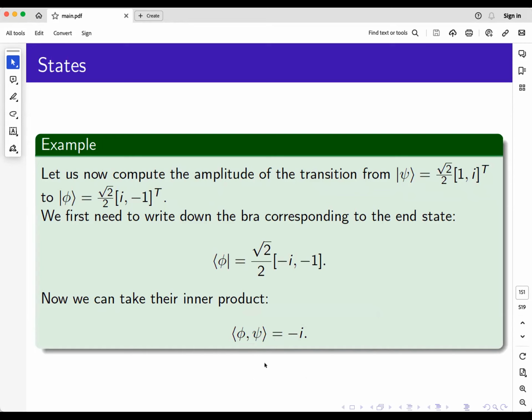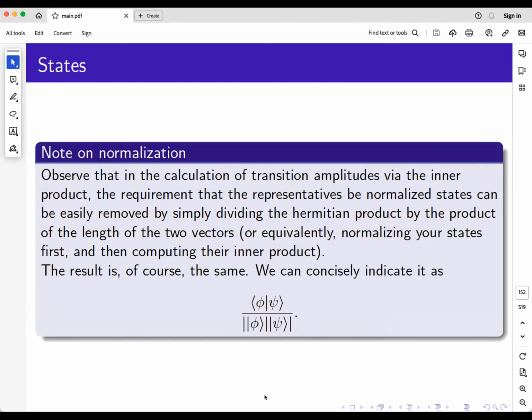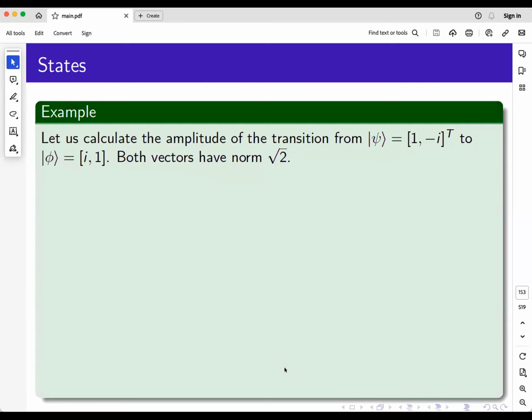While the inner product is something slightly more generic. If these vectors are not normalized, you can still calculate this, but you need to use a slightly different formula, because you cannot just use your bra-ket, but you would need to divide by the product of the lengths of the two vectors, because we have our phi and our psi, and you would need to calculate their lengths and multiply and divide by the product. Then you would get a proper result. But since we only worked with normalized vectors, we don't need to divide by this anymore. So this is only a note in case you're using unnormalized vectors.